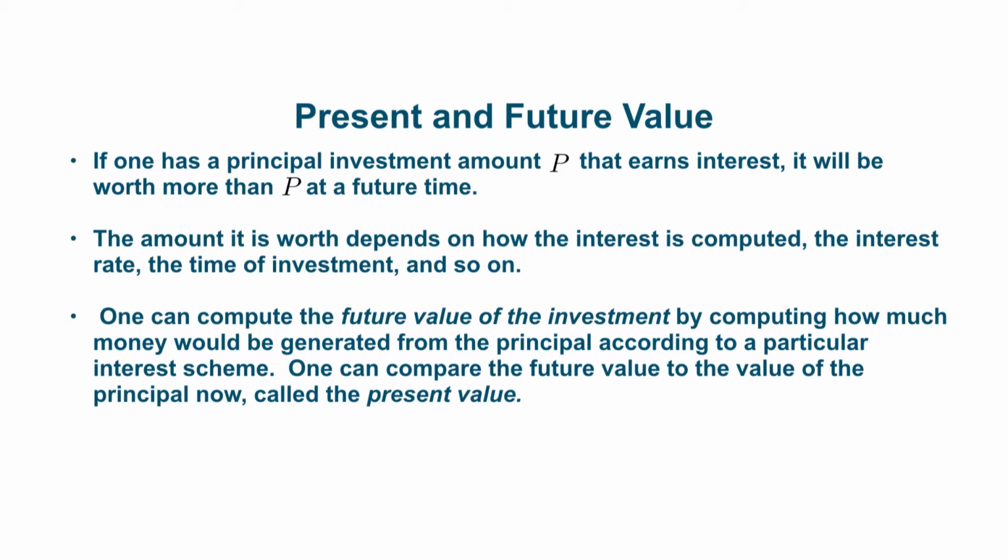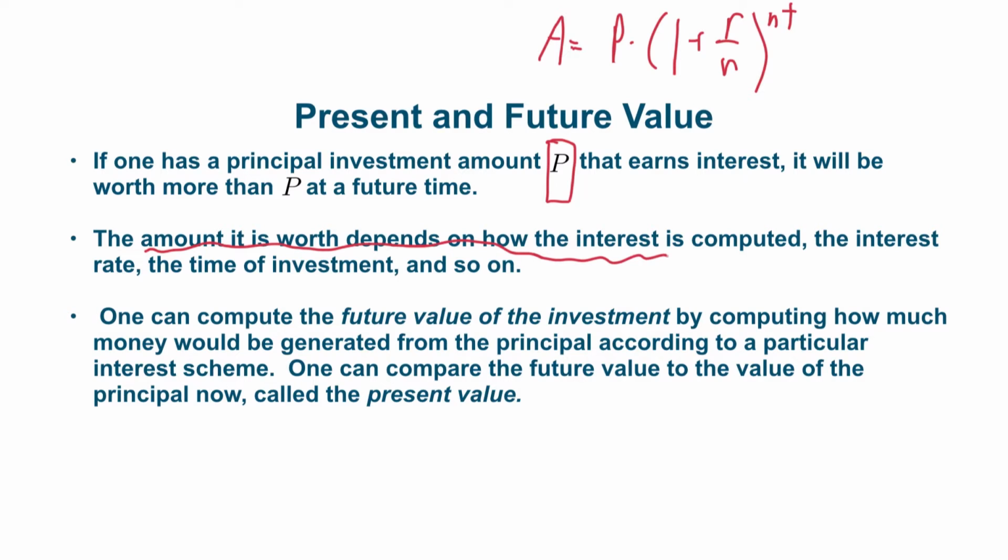In this situation, I have a certain principal that I would like to invest in order to get a certain value in the future. I know that, for example, under the compound interest model, my initial principal will multiply by a factor corresponding to the rate, the number of times I compound, and the time in which I invest my money. The amount it is worth depends on these quantities.